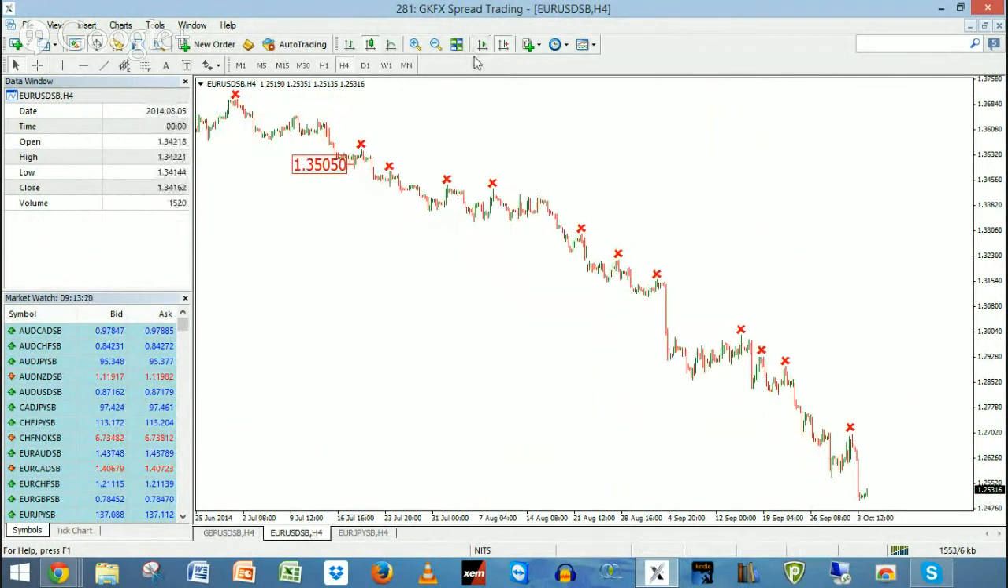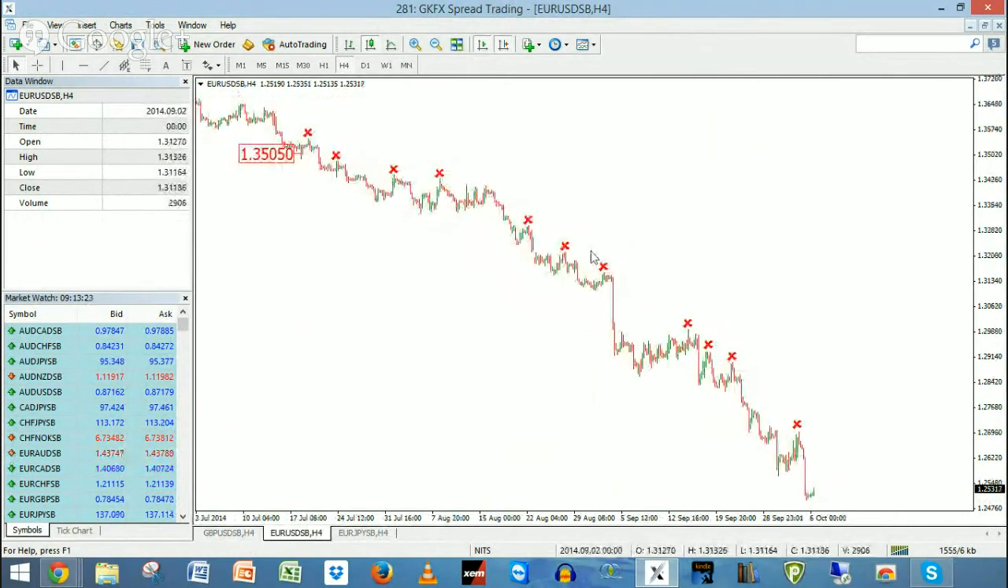Euro USD, not so volatile as the cable. So I was just waiting here. I didn't see any good price action. We broke a low here. I could have put the stop here. It wasn't enough for me.